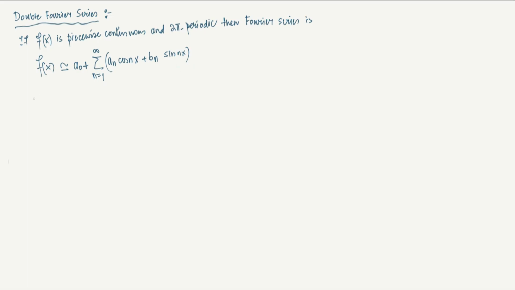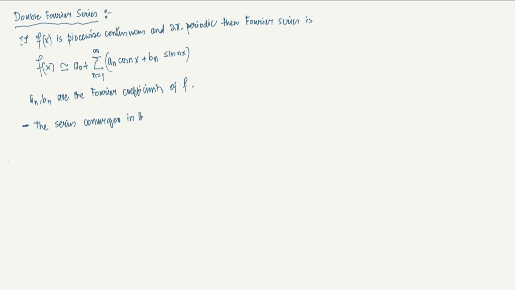Essentially, the a n's and b n's are the Fourier coefficients of f. And what do we know? We know that the series converges in the mean.